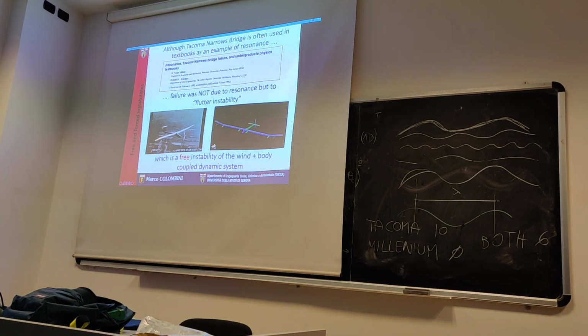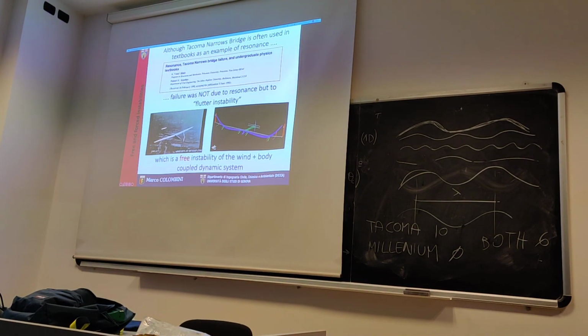Okay, and you can see that it's just the interaction between the structure and the wind, the elasticity of the structure and the wind. This is a free instability, so there is no forcing. It's just that the interaction of the wing changes the flow, and there is a feedback between the flow and the structure that makes the wing oscillate, exactly like in bed forms.